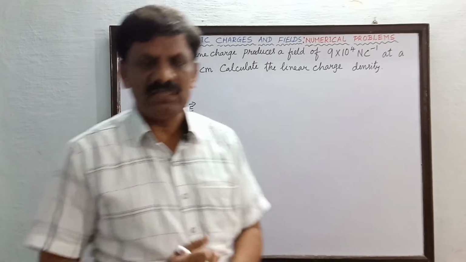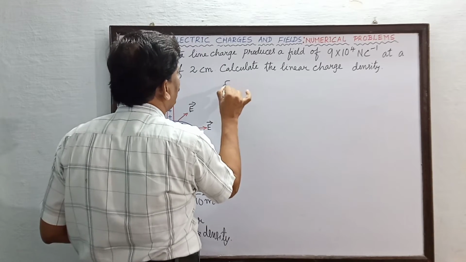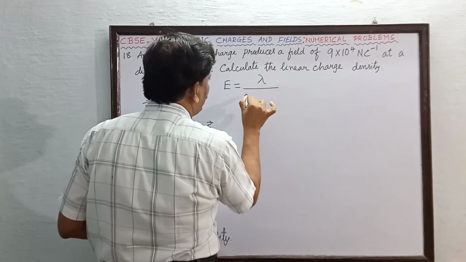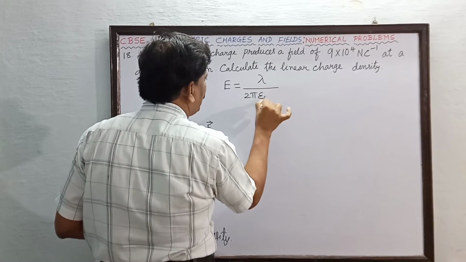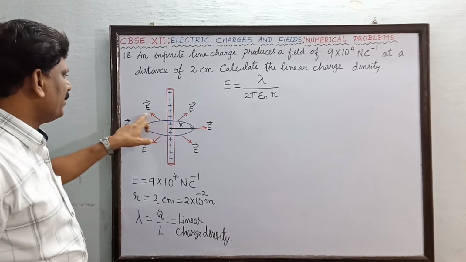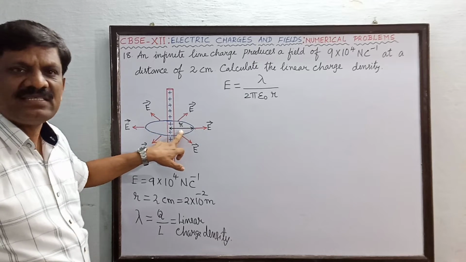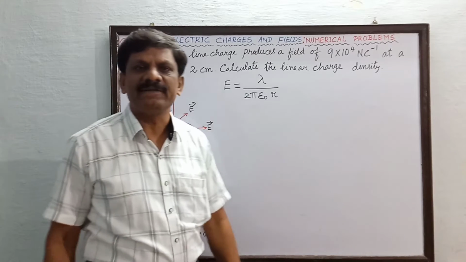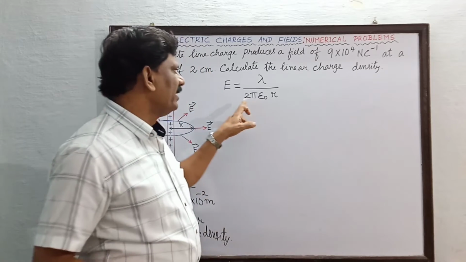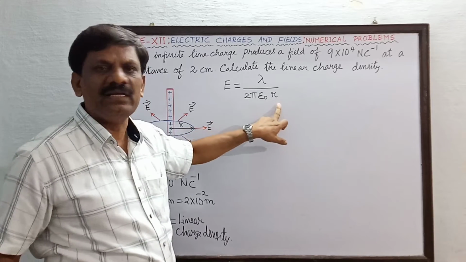Now we have studied this application and we have derived an expression. Electric field E is equal to lambda divided by 2 pi epsilon naught into r. What is the magnitude of this electric field at a point distant r from the center? At a distance r from the wire, the electric field is given by this formula: E is equal to lambda divided by 2 pi epsilon naught into r.